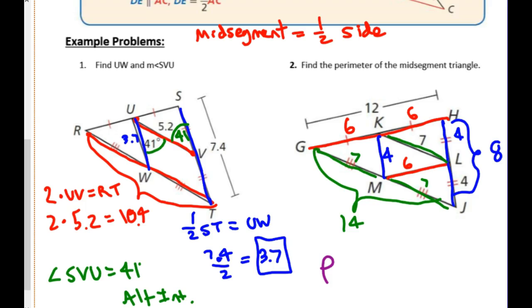Now, somebody wanted to know, oh, by the way, wait, unflip it over. Edit, undo. Go back. We forgot to actually answer number 2. It says find the perimeter, so now we've got to do the perimeter. The perimeter of the midsegment triangle is adding up what 3 sides? 4 plus 6 plus 7 is 17 units. All right, now you can flip it over, please.